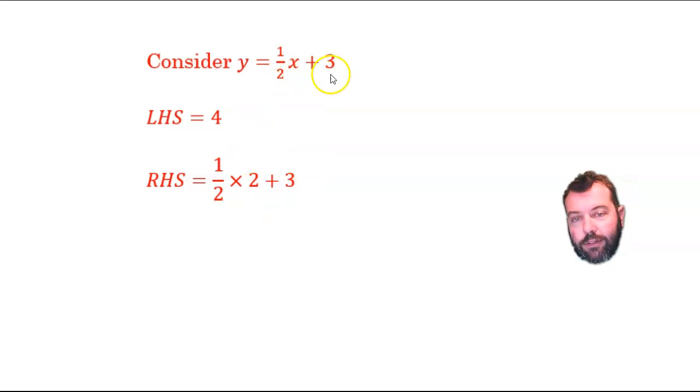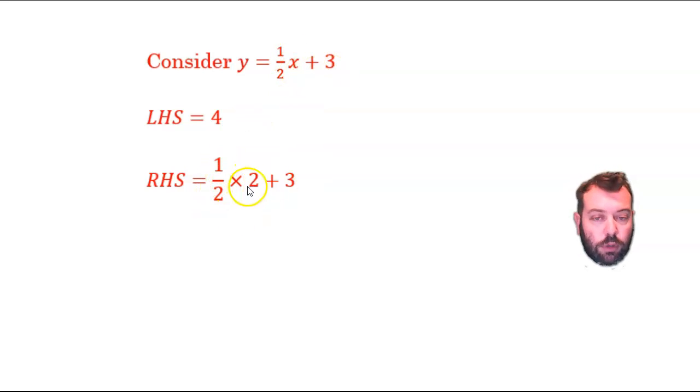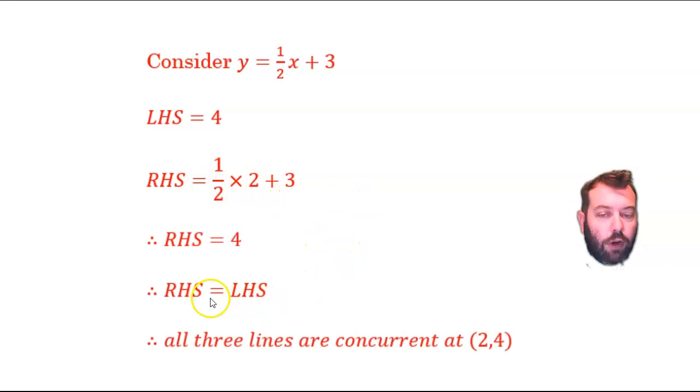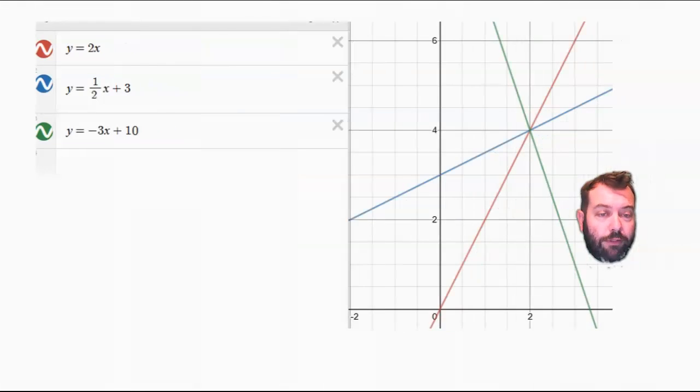The right-hand side is half x plus 3, which is half times 2 plus 3. Half times 2, of course, is 1, plus 3 equals 4, which means that the right-hand side is equal to the left-hand side, which means that all three lines are concurrent, and that occurs at the point (2, 4). I can check that graphically.